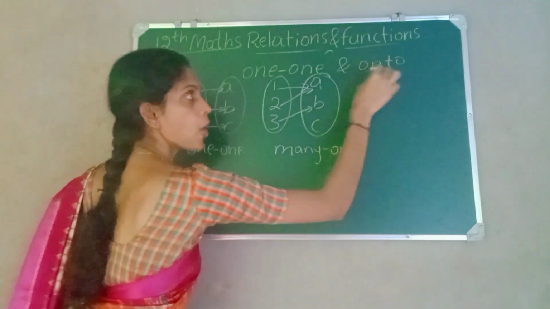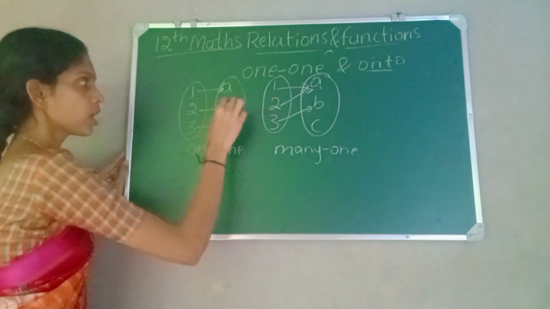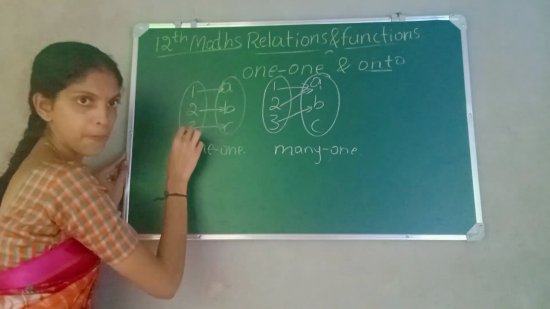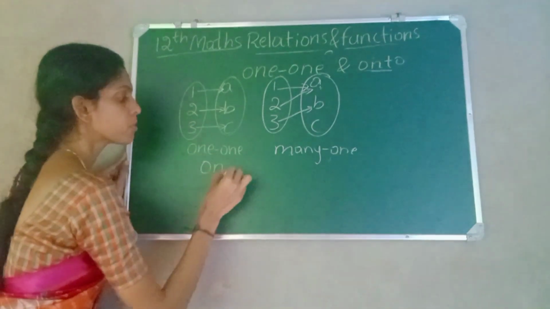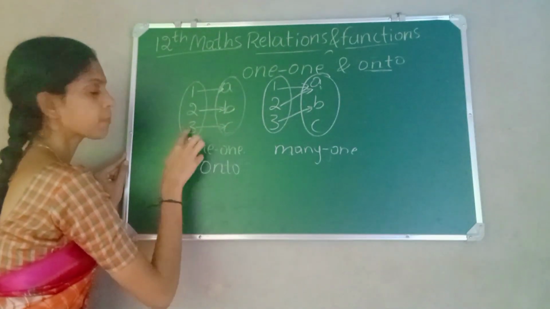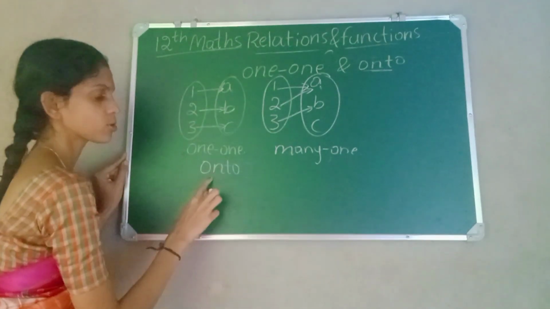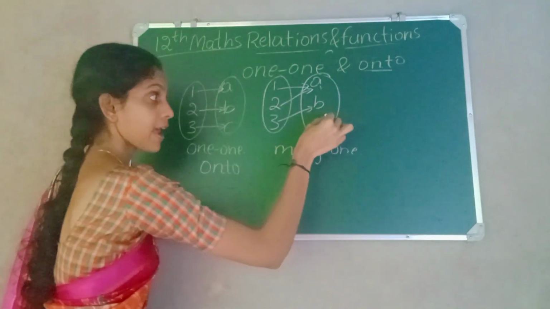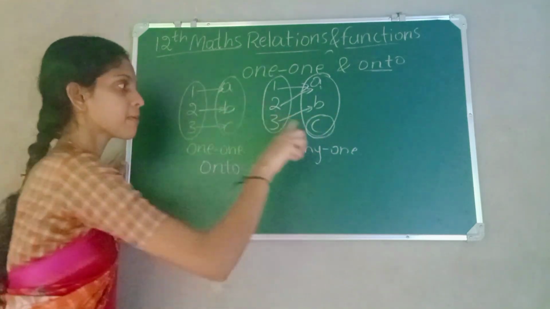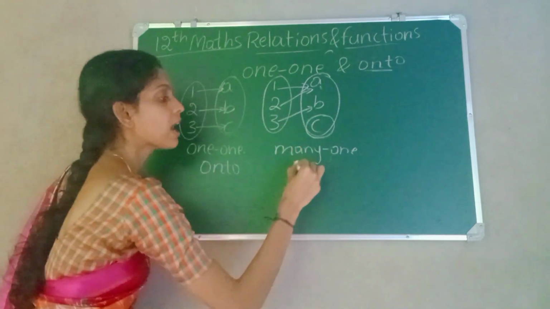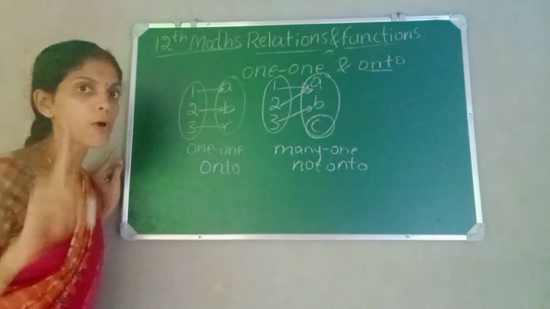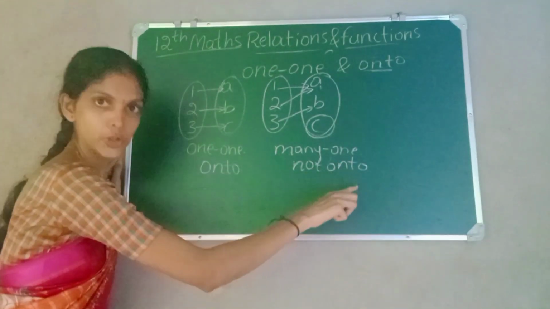In the same way, onto means that if all the images are paired, then the function is said to be onto. If you observe here, all the images are paired with some element, so they are onto. If any one image is unpaired, then it is not onto.